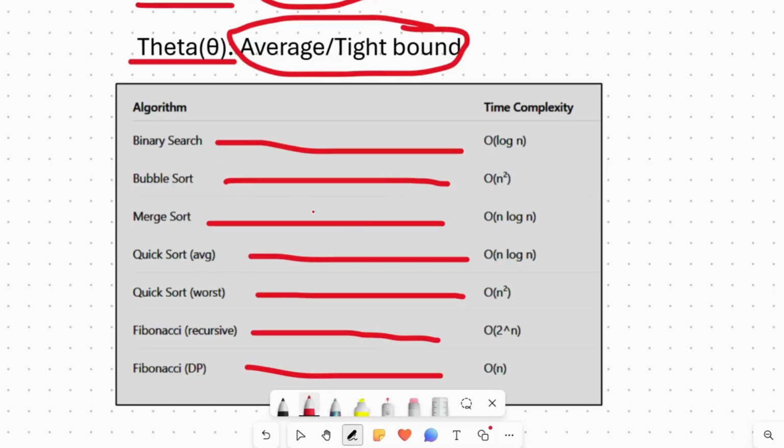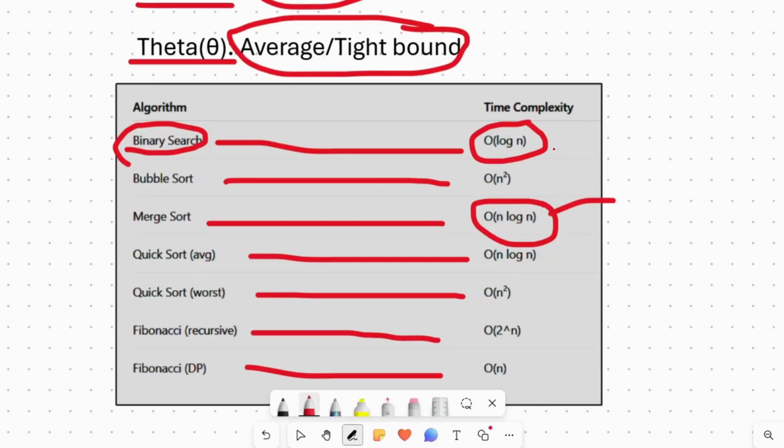This is how they work. This takes less time, this is the more optimal solution. Binary search: if we are searching something, this is the optimal one for searching, and this one for sorting.